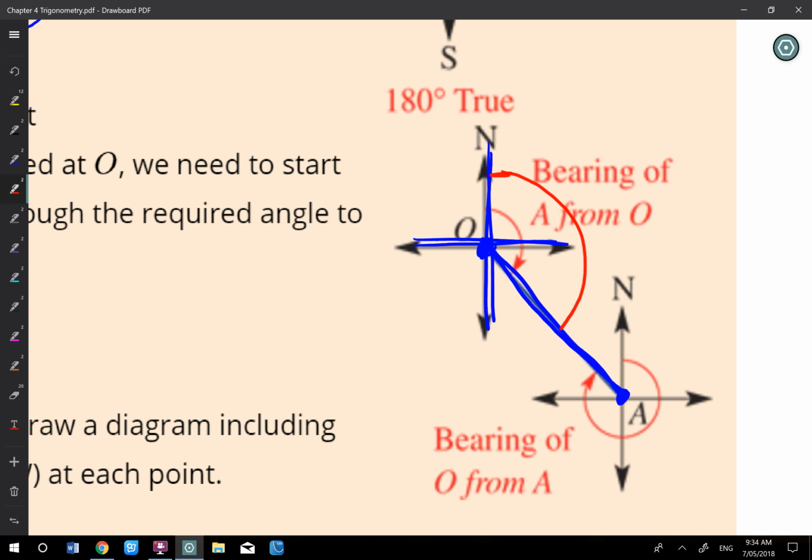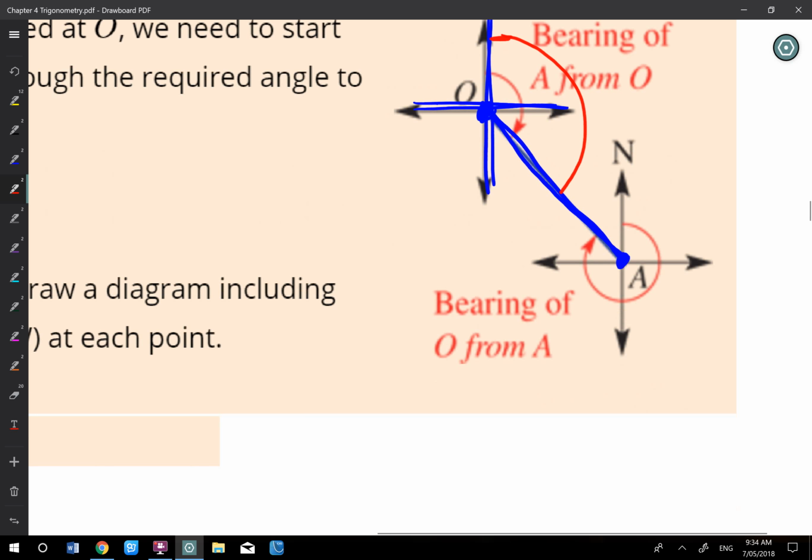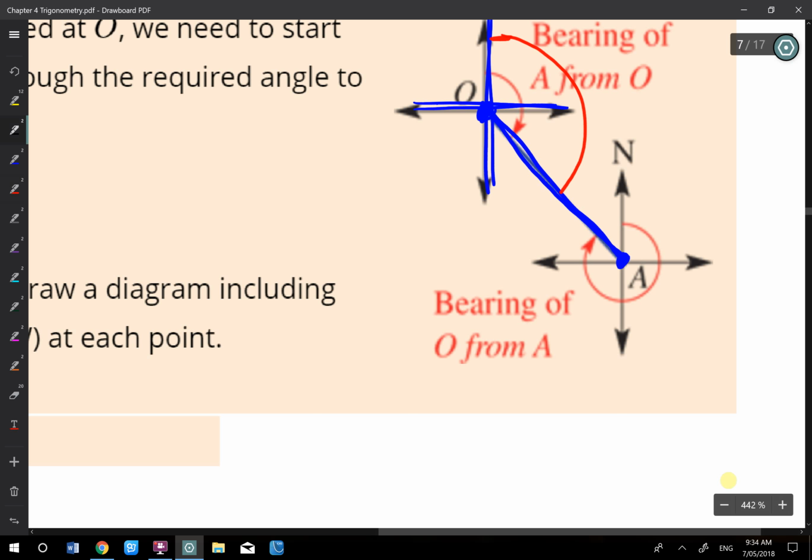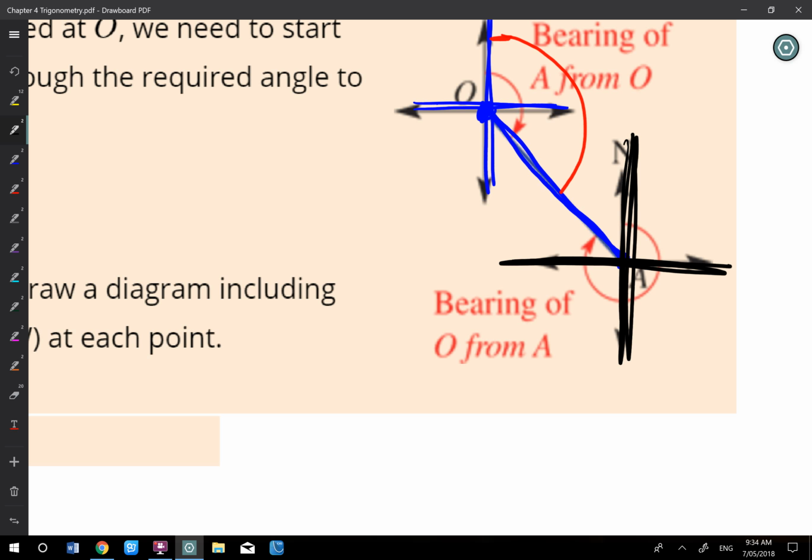So that's the angle of true bearings from O to A. And let's have a look from A to O, what's going to happen. So from A this time, you must draw the compass at A. So this is my from A. And then I have connected them already.